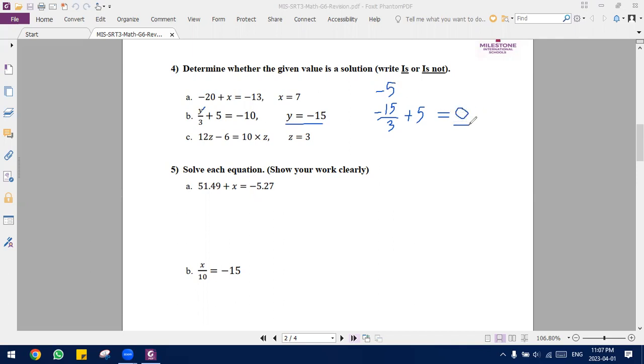Now let's compare this value that we got. Is it equal to this one? No. So here actually I explained my answer, so I write it is not. So is not a solution.